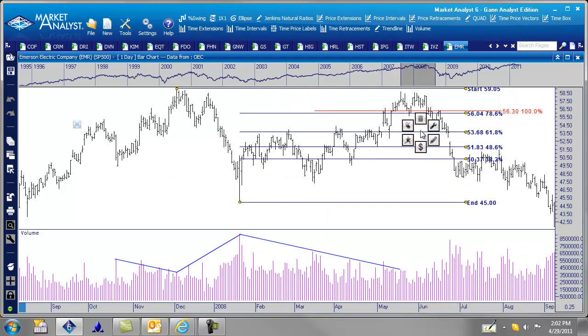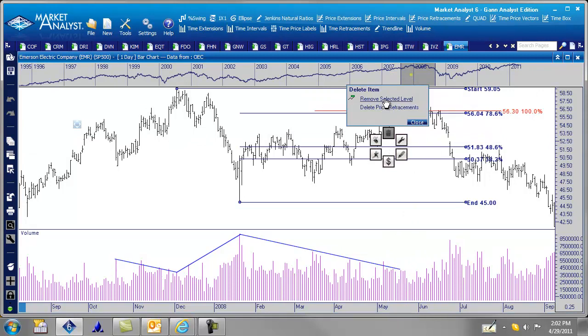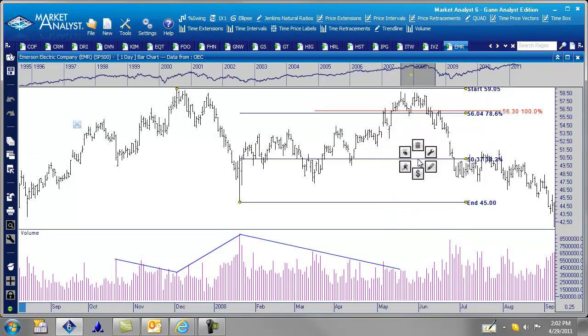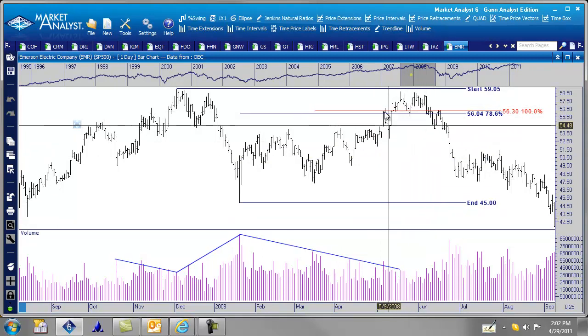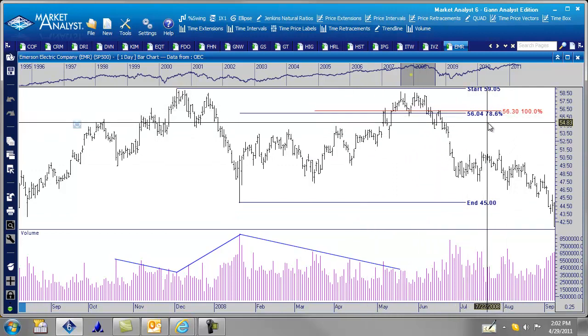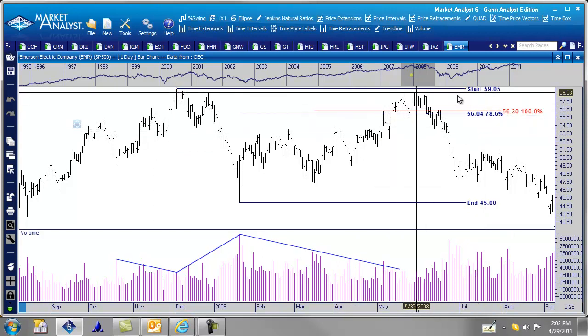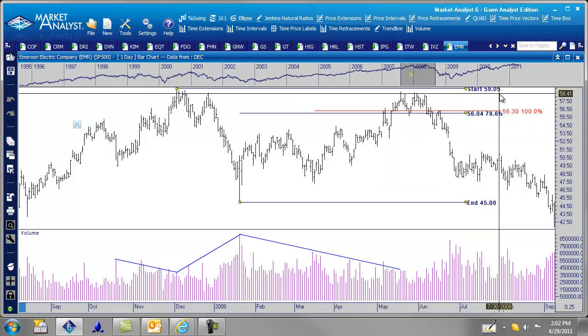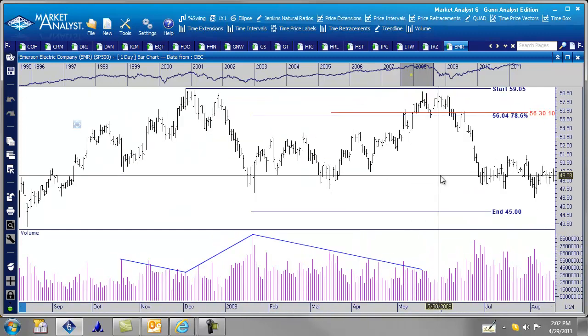So now we can get rid of these other Fibonacci retracements. There's our entry, it would have been at 56.04 if we're selling on the fib number, and we would put our stop above 59.05 for a sell, and we can see that it came down nicely after that. So there's a great bearish trend reversal Gartley on Emerson Electric Company on the S&P 500.